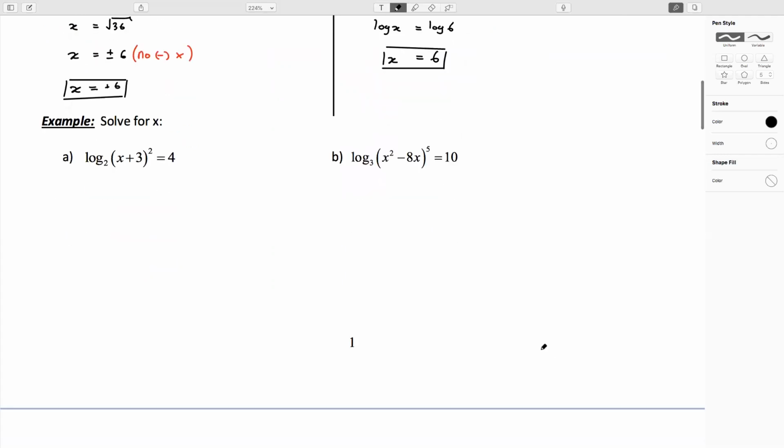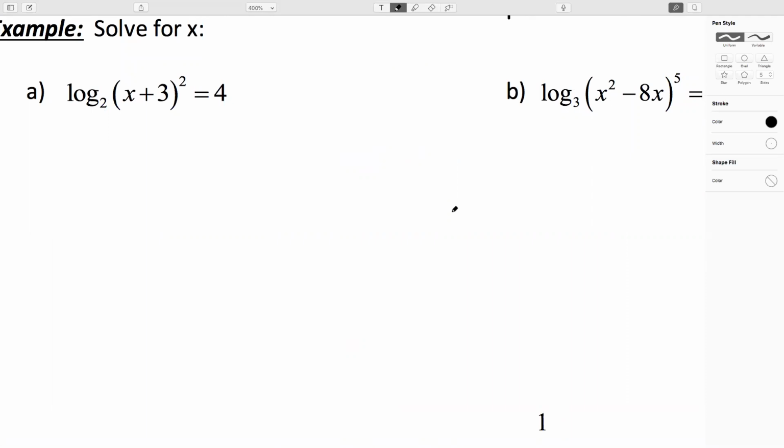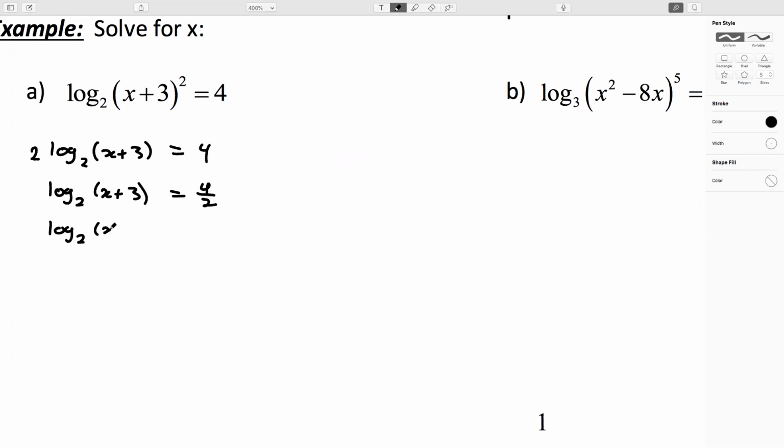So let's try another question. Let's try this question A here. So log base 2 of x plus 3, all squared, equals 4. All right, I'm going to remove the 2 first, and I'm going to write this as 2 log base 2 of x plus 3 equals 4. I'm then going to divide by 2. So log base 2 of x plus 3 equals 4 over 2, or log base 2 of x plus 3 equals 2. At this point, I'm going to convert into exponential form.